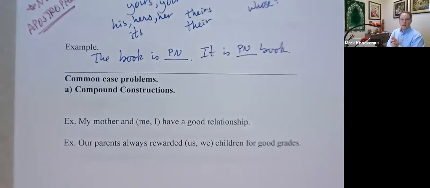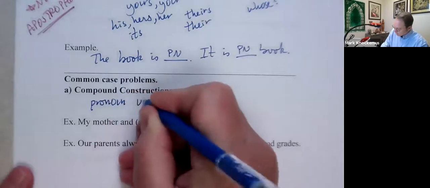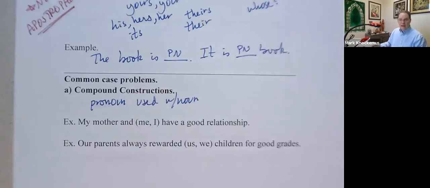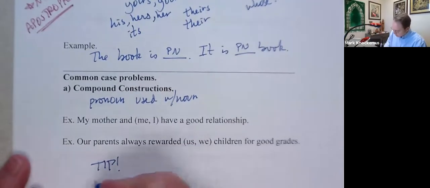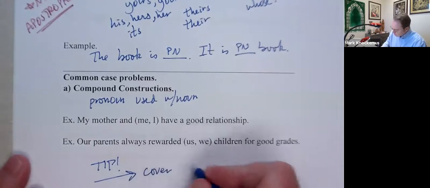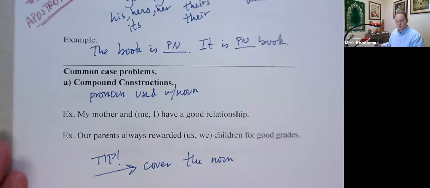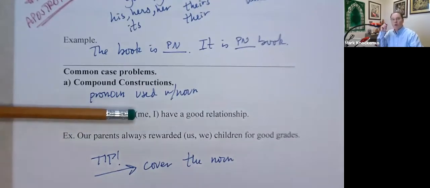Okay, some common case problems. The first involves compound constructions. This is when we have a pronoun used with a noun. And what happens is that our attention is drawn to the noun, and sometimes we might make an error with pronouns. So here's a tip. We're going to cover the noun so we can focus on the pronoun.